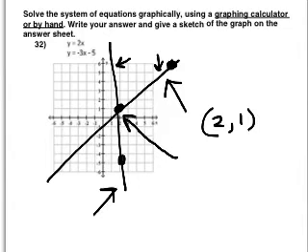The point right here will work in this line, but it won't work in this line. There's only one point that works in both lines. That's going to be the one where they cross. And that's what we're always looking for, whether we're using graphing to find it, substitution, elimination, a table, or any other method. That's what we're looking for.